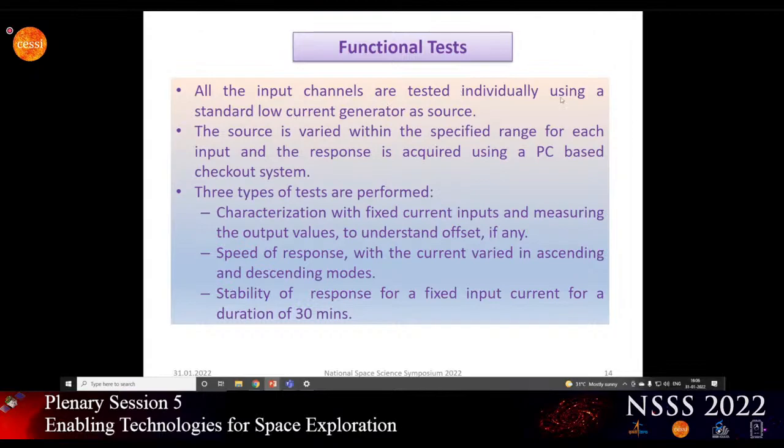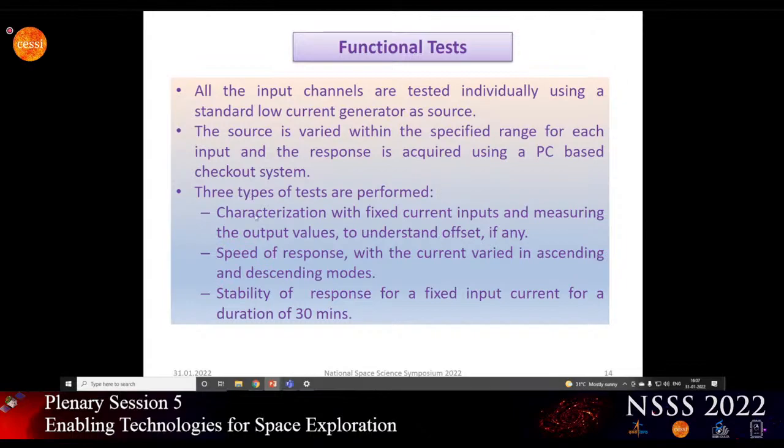The laboratory test involves the functional tests, wherein all the input channels are tested individually using the low current generator, which forms the source. The source is varied within the specified range for each input, and the response is acquired using the checkout system. So this involves basically three types of tests.